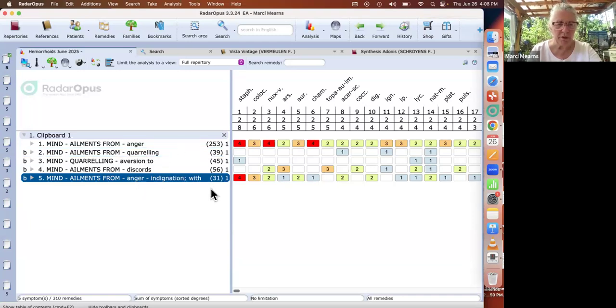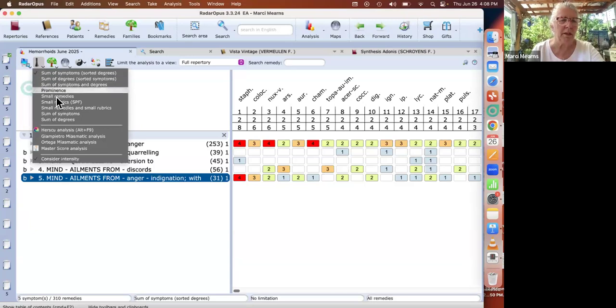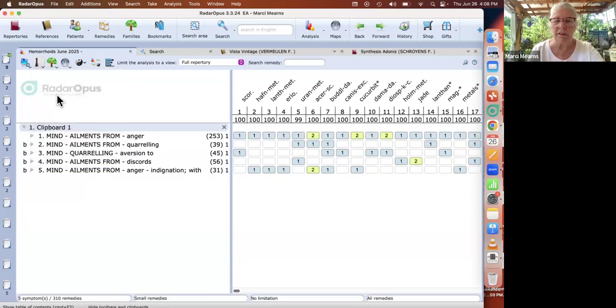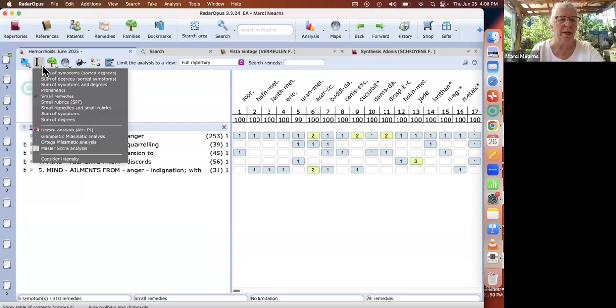Now, I am using the sum of symptoms sorted by degrees analysis strategy. The basic strategy that I will always use unless I say otherwise. You can see down here at the very bottom of my screen, sum of symptoms, sorted degrees. If I wanted to change the strategy, I would go over here in the upper left of my analysis window and choose the little chess piece. I could select something like small remedies, and I'd get a very different result, wouldn't I? But I like to work with sum of symptoms sorted degrees.